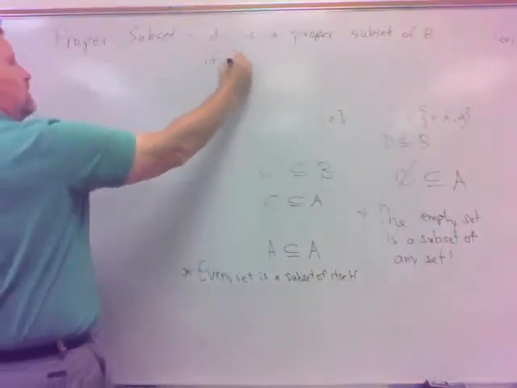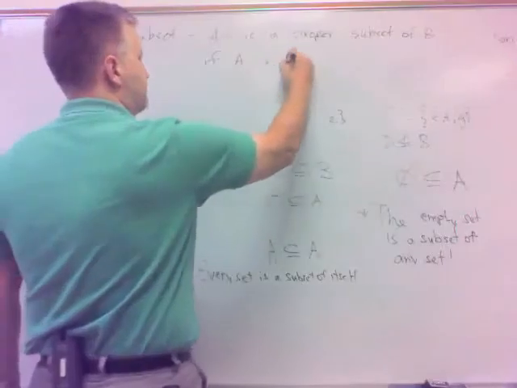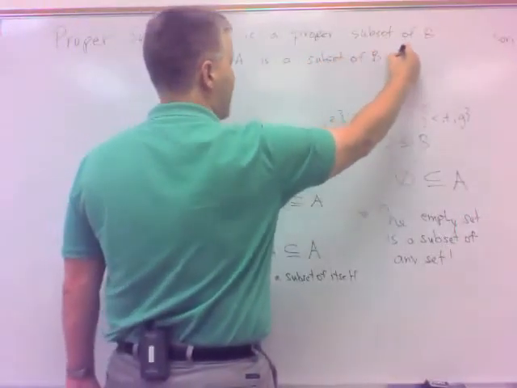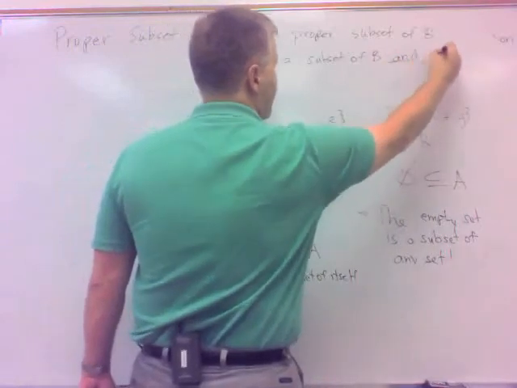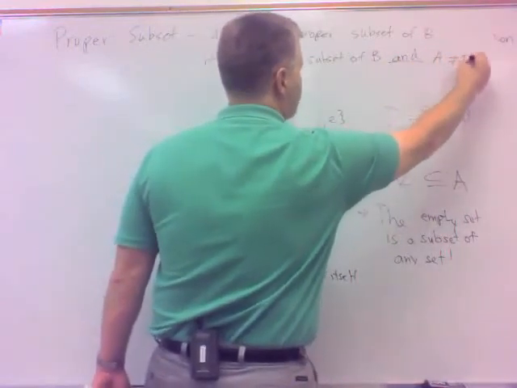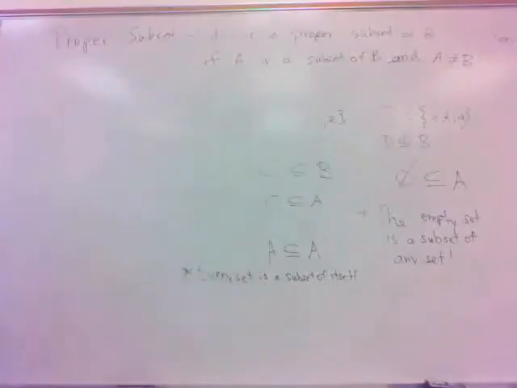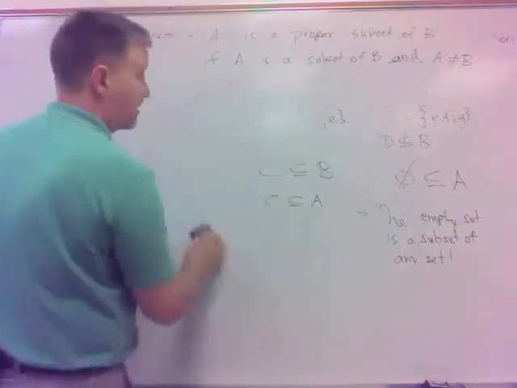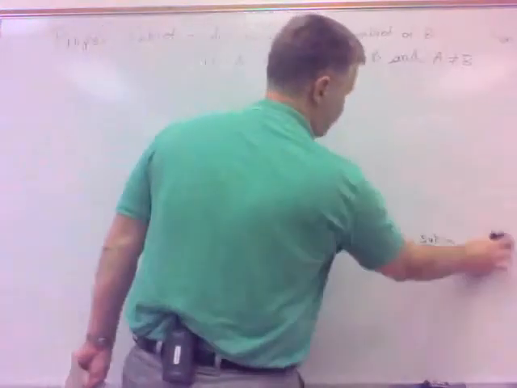if A is a subset of B, but there's an extra restriction, and A does not equal B. They're not the same. In other words, to be a proper subset, yes, you have to have a subset, but you can't have equal sets there. It's a little bit of a restriction. So I need to talk about equality more in just a second. Don't let me forget.